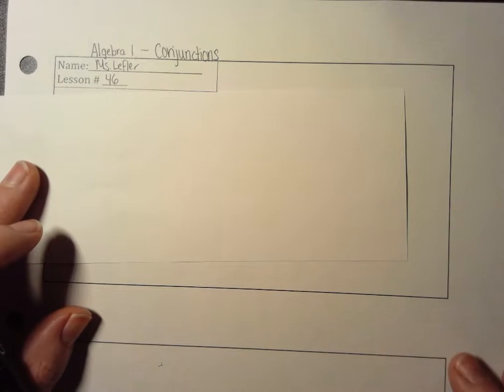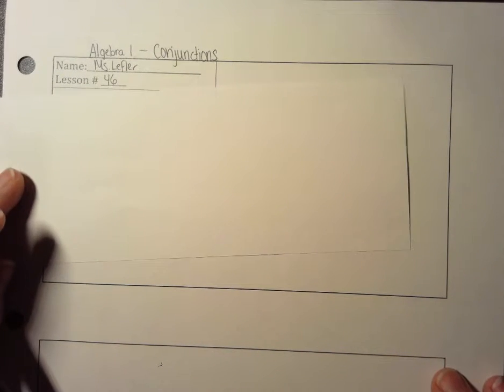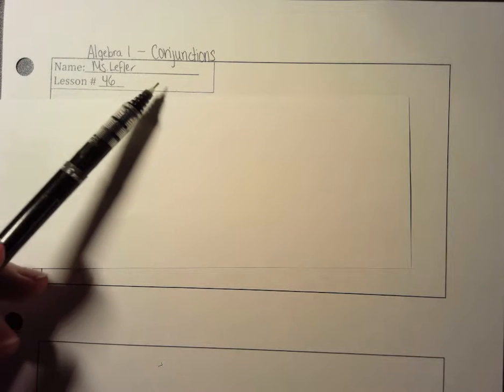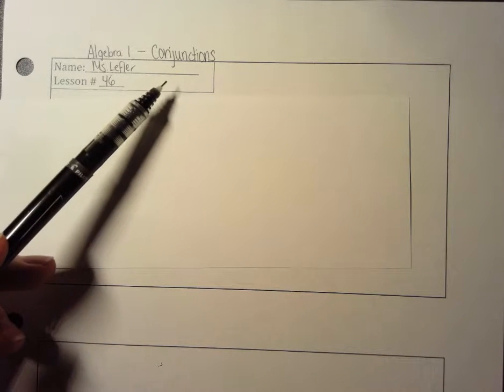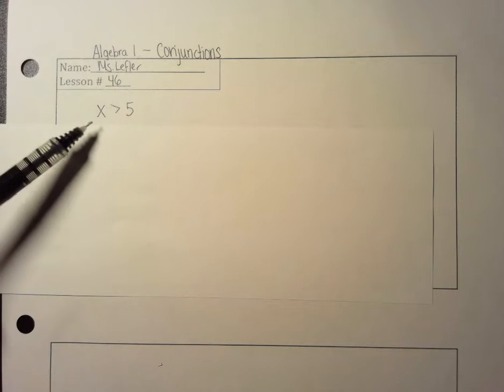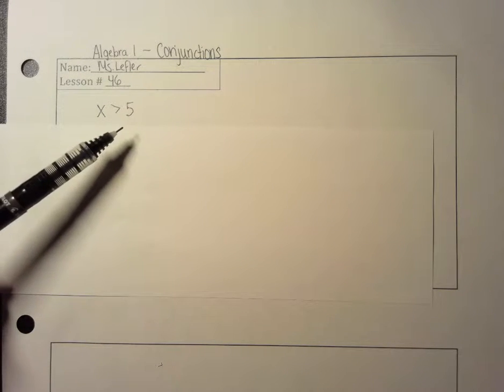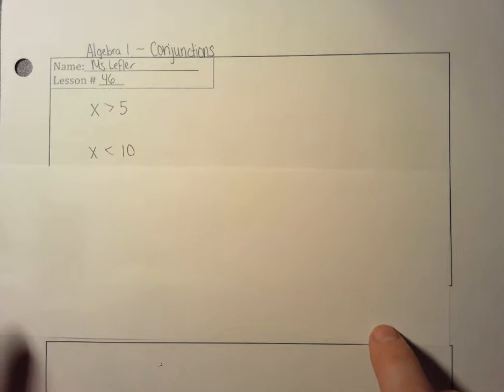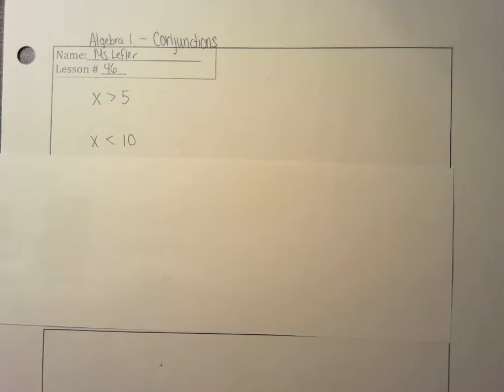This is Algebra 1, Lesson 46, and this lesson is about conjunctions. So conjunctions are basically just a little more complicated inequalities. We've seen inequalities before. If I show you something like this, you would know that x is greater than 5. And if I show you something like this, x is less than 10.